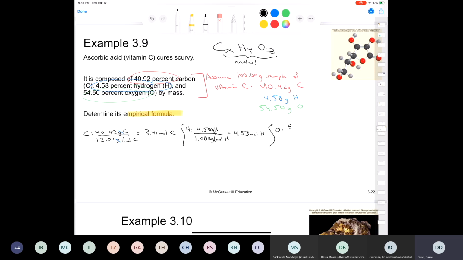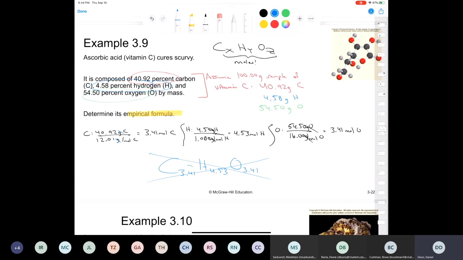And lastly, we'll tackle oxygen. And we have 54.50 grams of oxygen. I divide that by the molar mass of oxygen, which is 16.00 grams per mole of oxygen. Cancels out. I end up with what? 3.41 moles of oxygen. Now look, there is no such thing as C 3.41, H 4.53, O 3.41. Does not exist. So scratch that, okay?